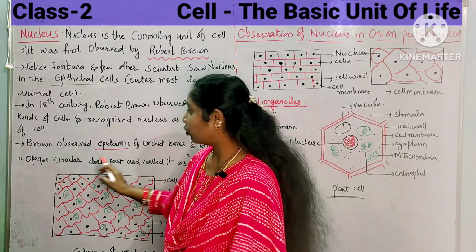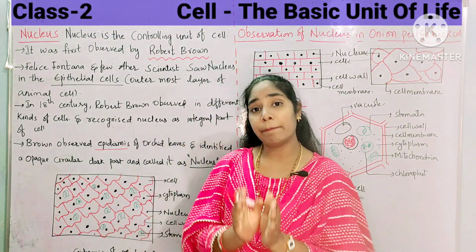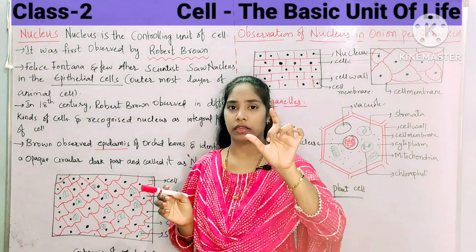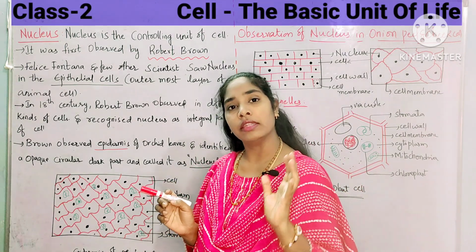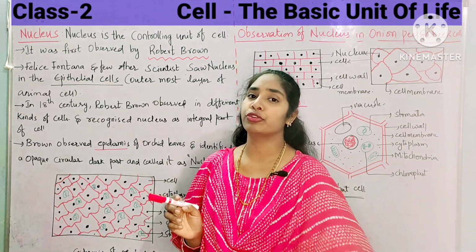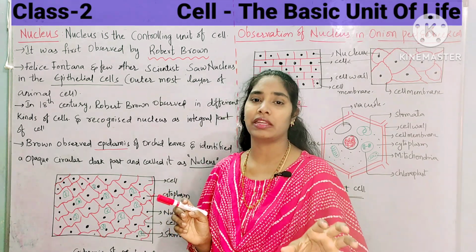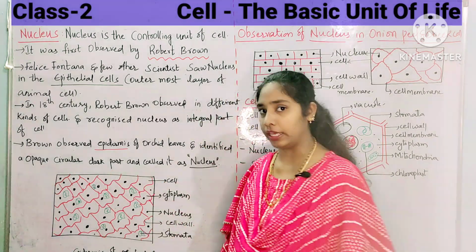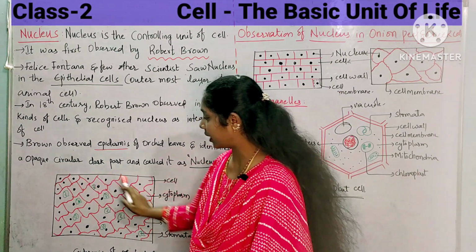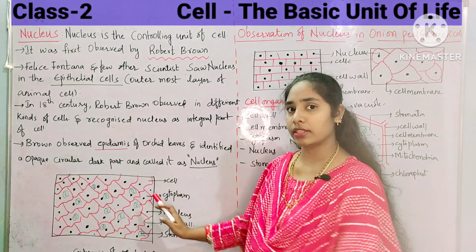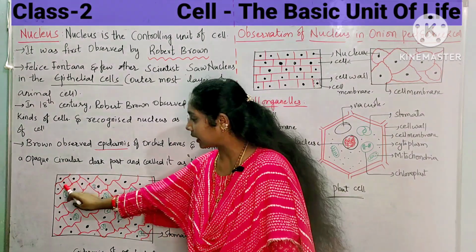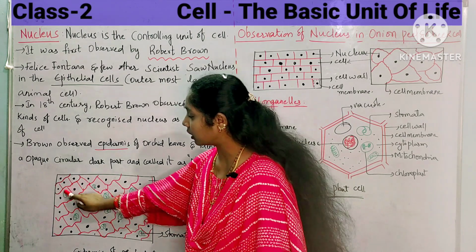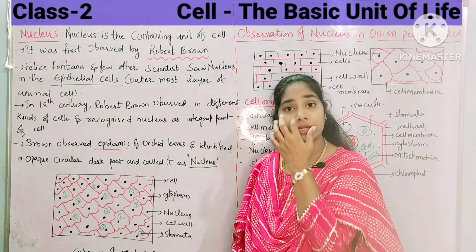Next, what did Robert Brown see? He observed the epidermis of an orchid leaf, and then he saw a dense, opaque particle, and he named that particle the nucleus. So this is the structure of the epidermis of an orchid leaf. Here you can see these red parts are called cells, and each cell contains a nucleus, and here I have marked some green color parts. These green color parts are nothing but stomata.